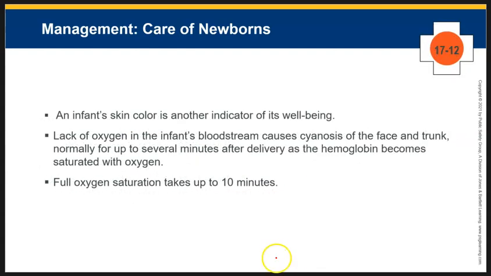An infant's skin color is another good indicator of its well-being. We include this, for example, with all children in our pediatric assessment triangle. So lack of oxygen, hypoxia in the infant's bloodstream is going to cause cyanosis of their face. And this can happen for up to several minutes after delivery as the infant's own hemoglobin passes through the lungs and begins to become saturated with oxygen. This can take up to 10 minutes for that full circulation to occur.